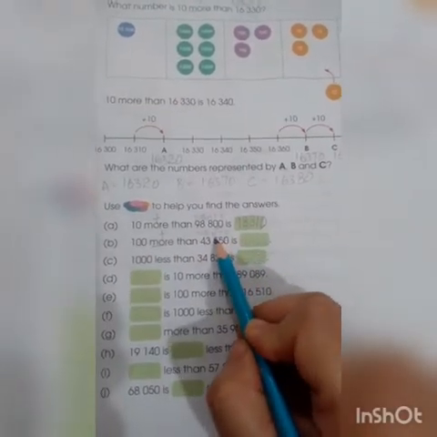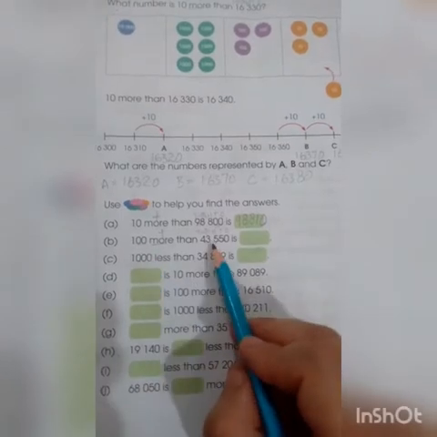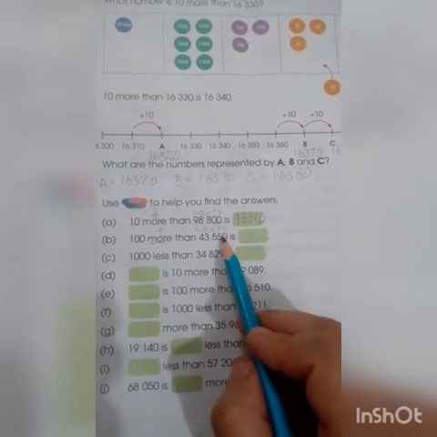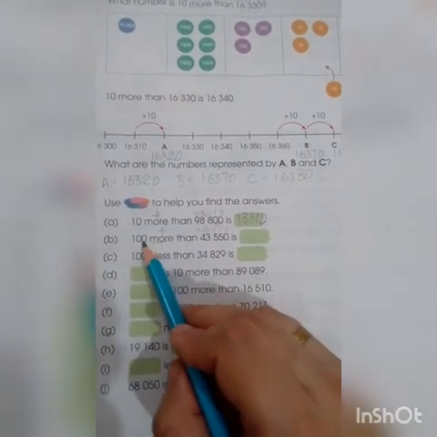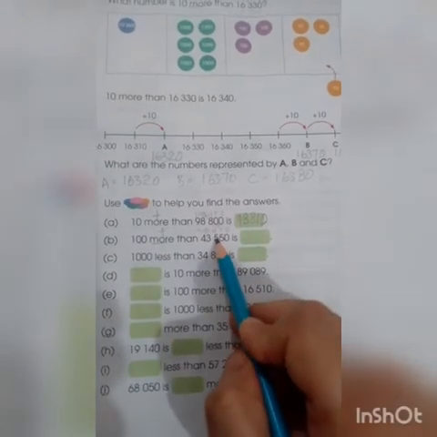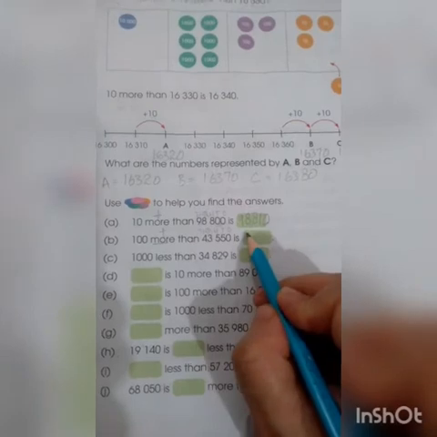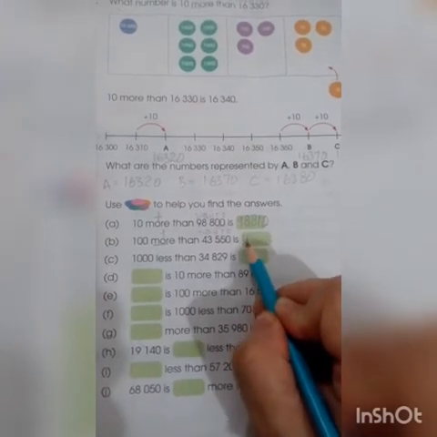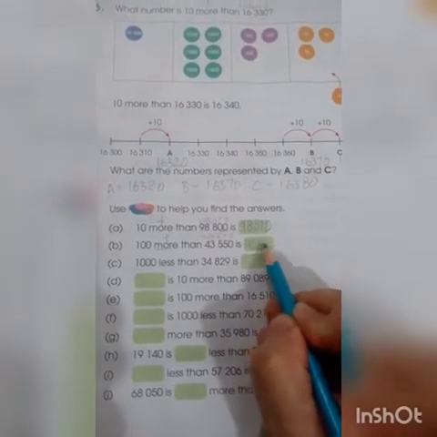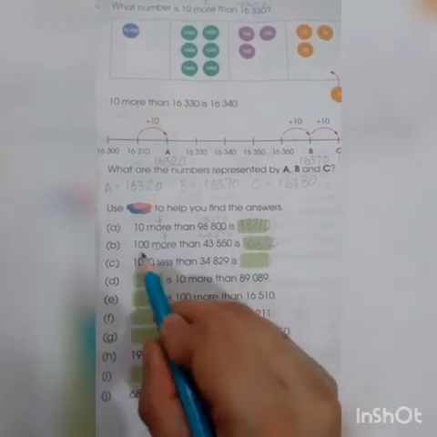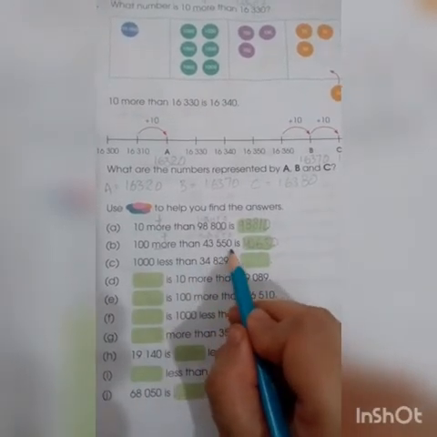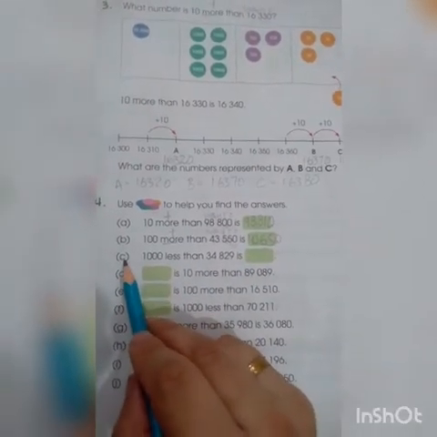Ones, tens, hundreds. We have to add 100 to its hundreds place, 5. So we have to add 100 to 500. Now 500 will become 600, and our resultant number will be 43,650, because we add 100 to its hundreds place. And now move to C part.